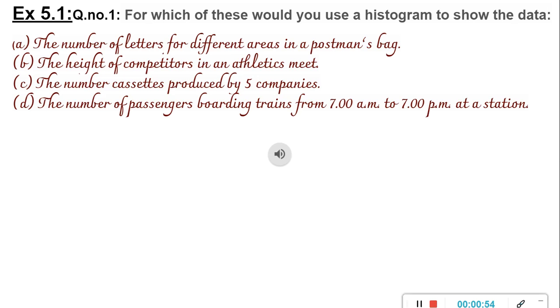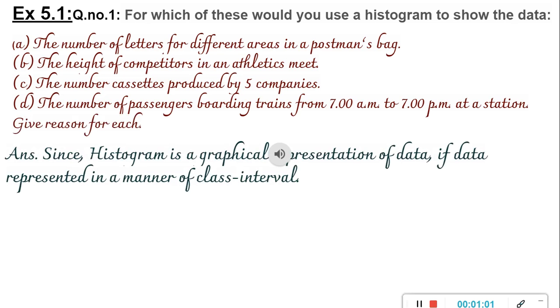So, what is a histogram? We know that a histogram is a graphical representation of data if data is represented in a manner of class interval, isn't it? So, let's see the questions. First one is the number of letters for different areas in a postman's bag, isn't it? The number of areas cannot be represented in class intervals, right? So, we cannot use the histogram to show the data.